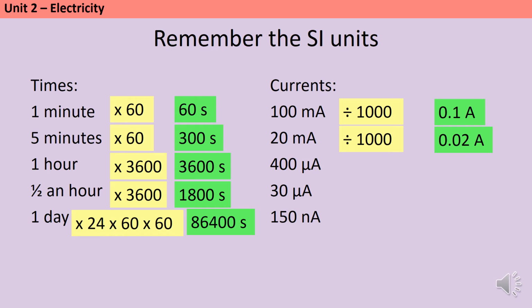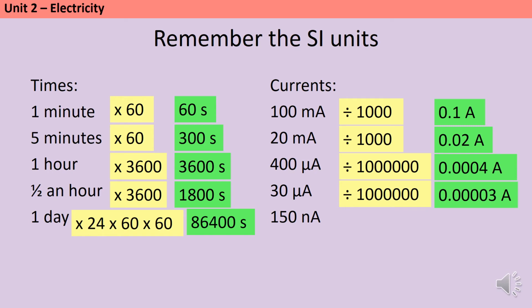A microamp is 1,000 times smaller than a milliamp, so now you need to divide by a million. So we get 0.0004 amps and 0.00003 amps. A nanoamp is 1,000 times smaller again, so now you need to be dividing by 10 to the 9, giving us an answer of 1.5 times 10 to the minus 8 amps.